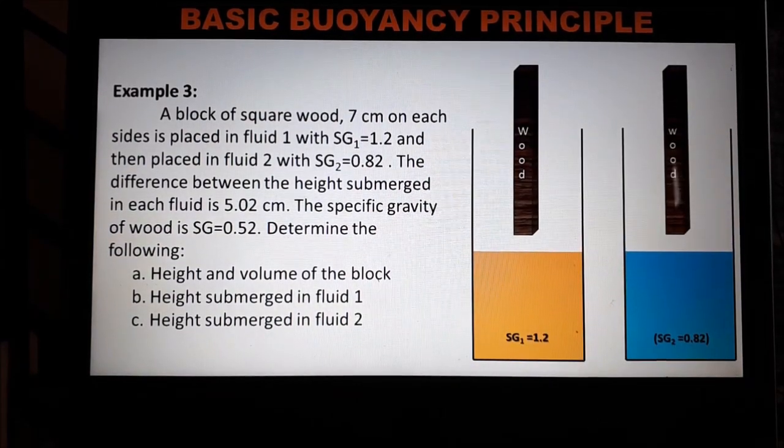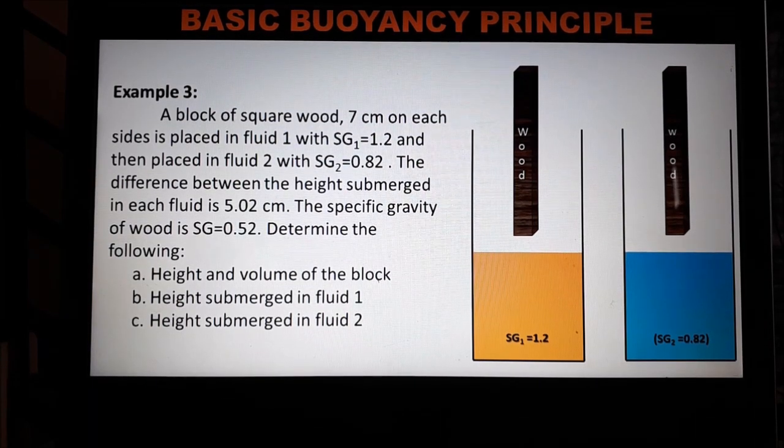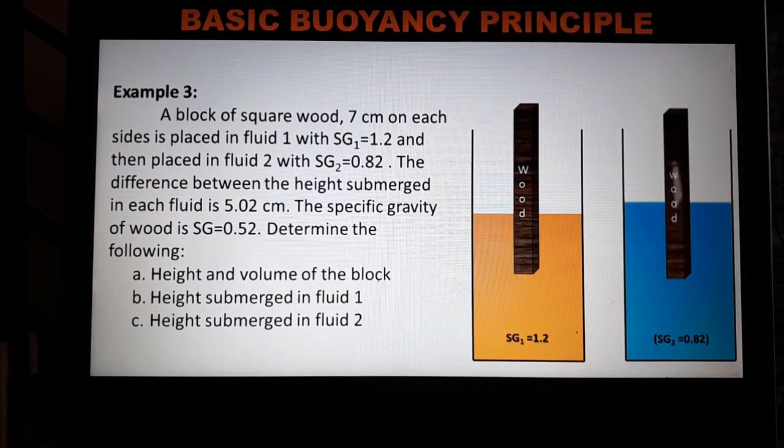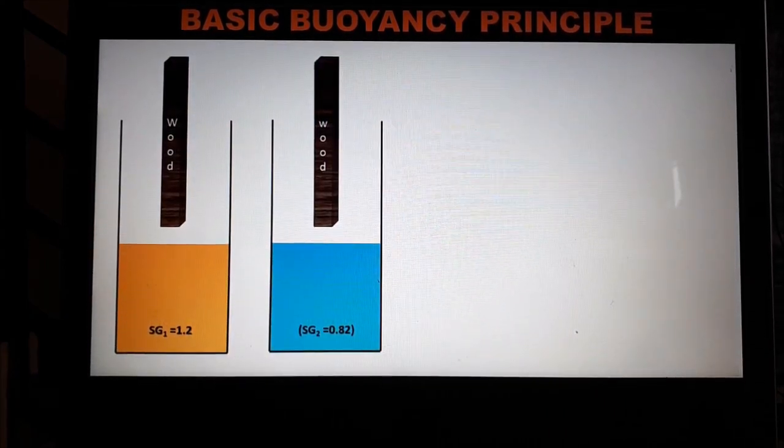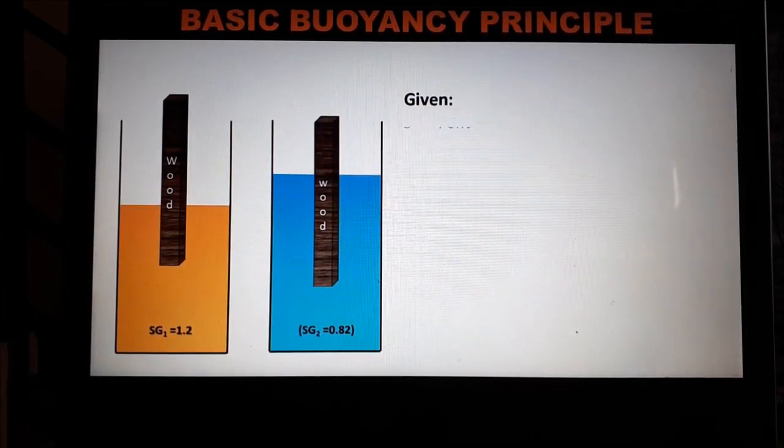To illustrate, we have a block of wood and we have two fluids. We have fluid 1 with a specific gravity of 1.2 and we have fluid 2 with a specific gravity of 0.82. We can expect that the wood will displace a greater amount of fluid 2 than fluid 1 since the specific gravity of fluid 2 is less than the specific gravity of fluid 1. Now we have this given.